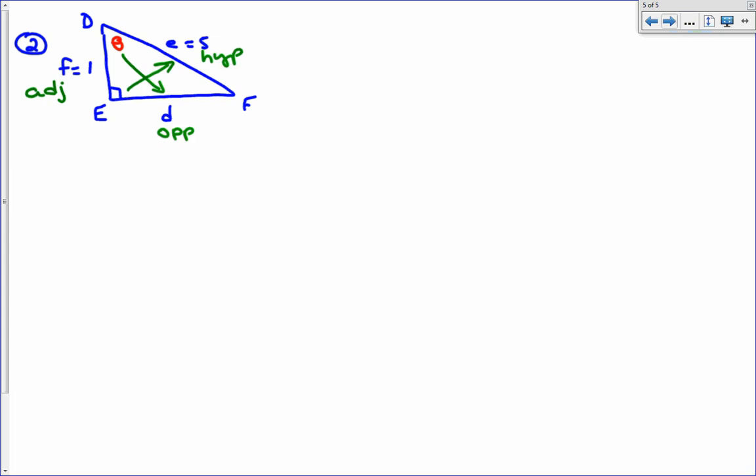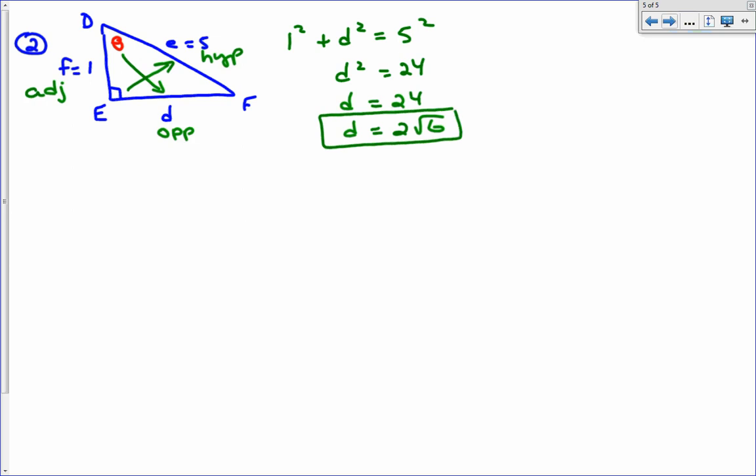So let's find the value of side D first. Using the Pythagorean theorem, 1 squared plus D squared is equal to 5 squared. So D squared will be 25 minus 1, which is 24, and we always need to express that in exact terms, but in simplified form. So D is the square root of 24, or 2 root 6. So there's the simplified radical form for the value of D.